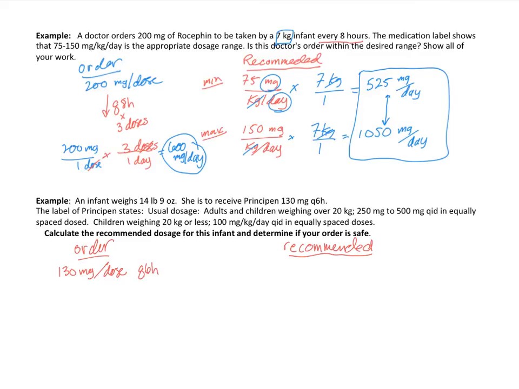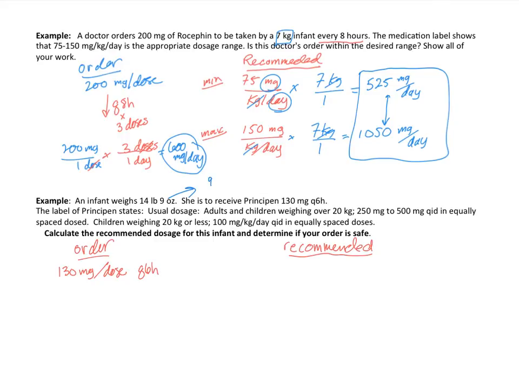If we look at the recommended, well, first of all, we need to calculate the patient's weight in kilograms in order to determine which one. Then we'll put that here. So what is the patient's weight in kilograms? This is a nice little review here. 14 pounds, 9 ounces. This is not 14.9 pounds.